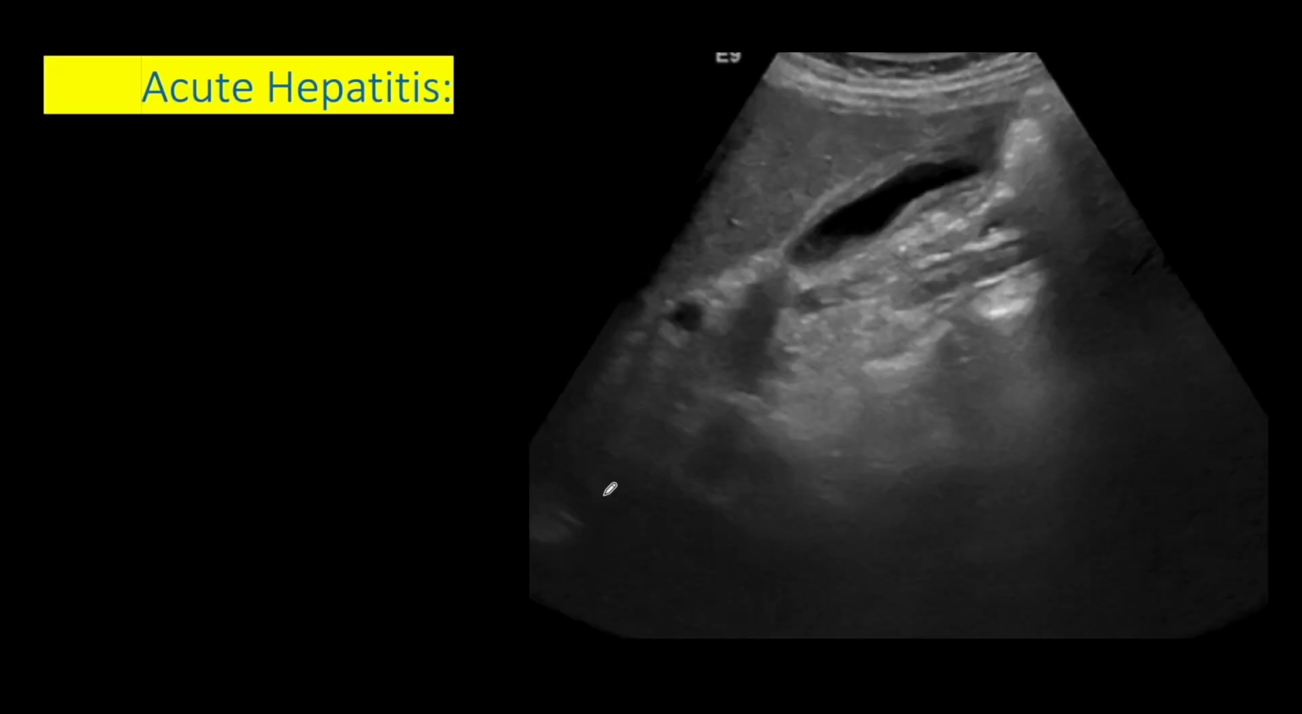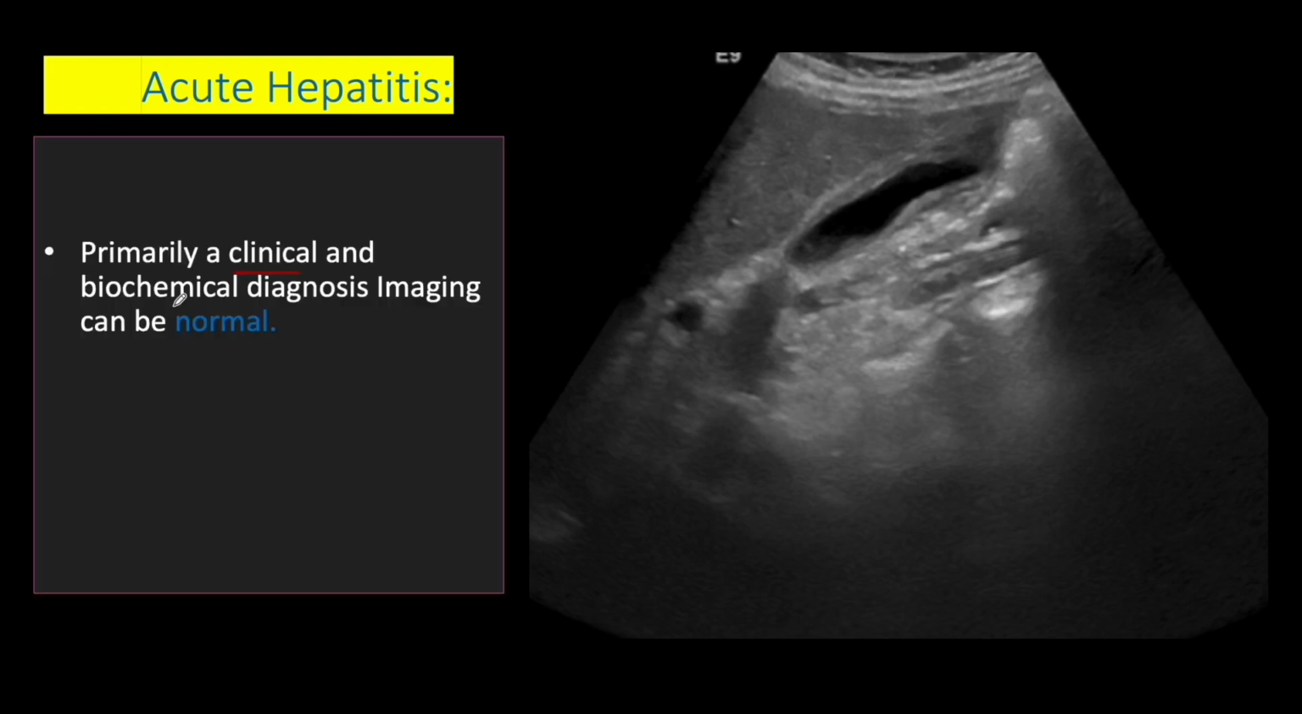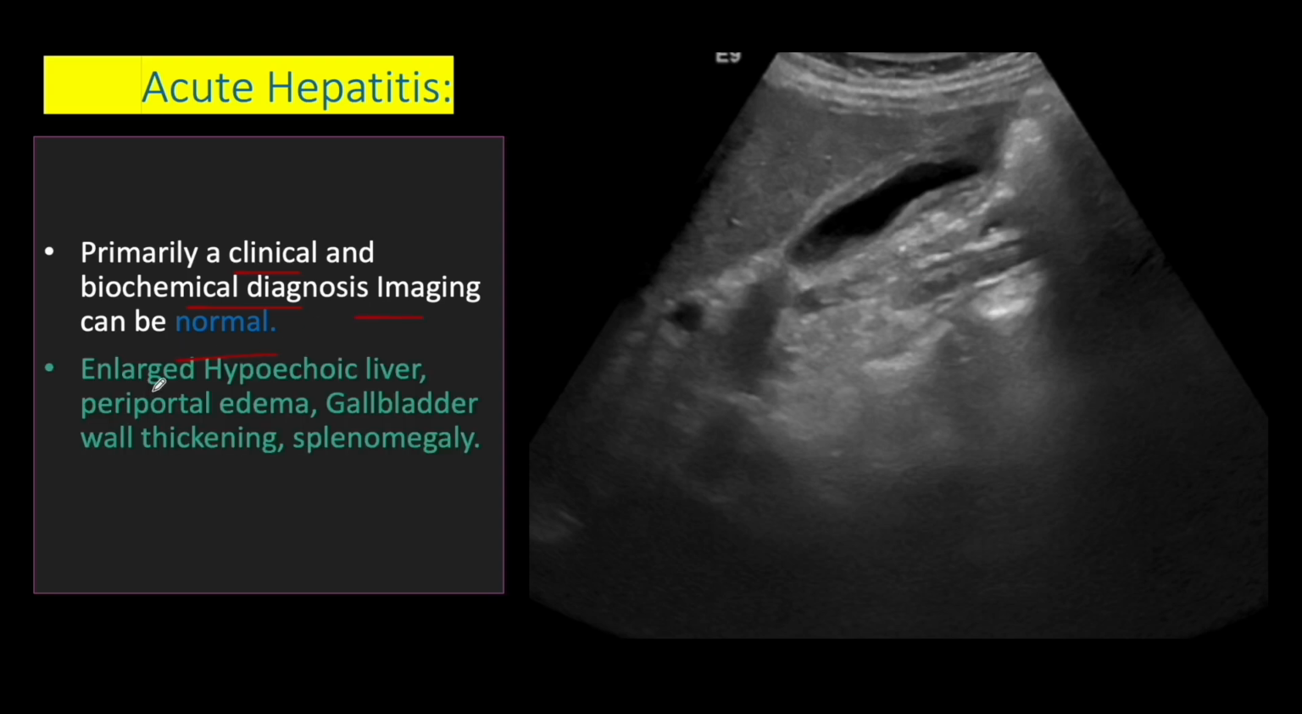Another important clinical condition is acute hepatitis. Diagnosis of acute hepatitis is clinical and biochemical because in the majority of patients, imaging can be normal. Ultrasonography findings in acute hepatitis are an enlarged hypoechoic liver. If we compare the echogenicity of the liver to that of the kidney, then the liver will appear hypoechoic. And in acute hepatitis, usually the liver will be enlarged.